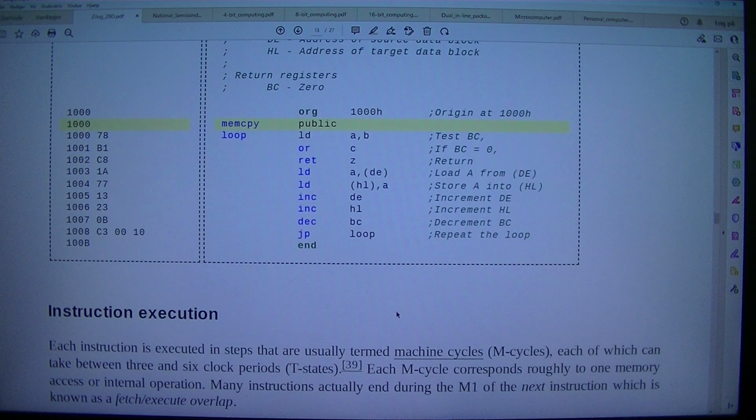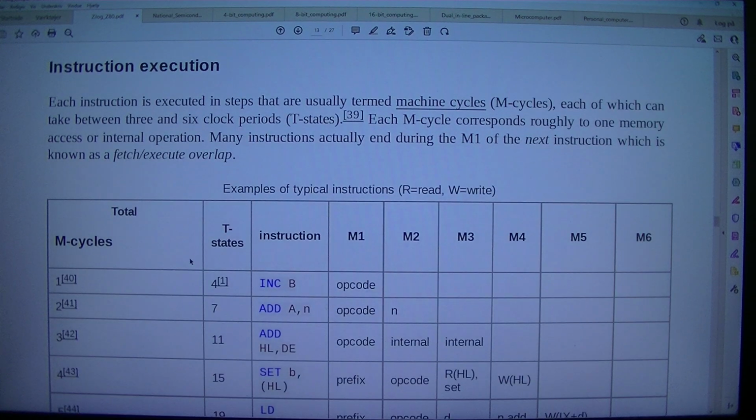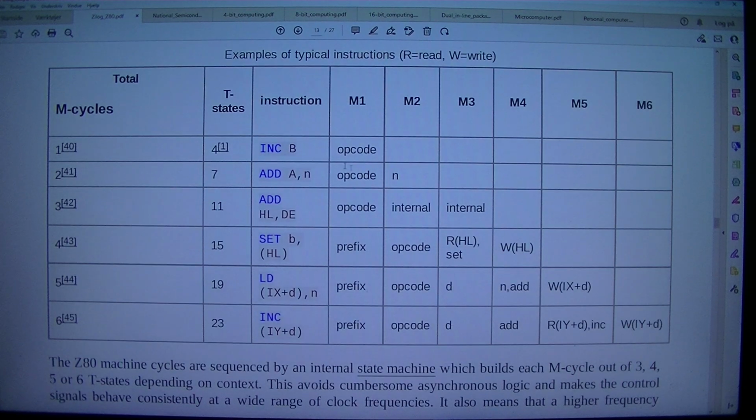End. Instruction execution. Each instruction is executed in steps that are usually termed machine cycles, M cycles, each of which can take between 3 and 6 clock periods, T states. Each M cycle corresponds roughly to one memory access or internal operation. Many instructions actually end during the M1 of the next instruction, which is known as a fetch/execute overlap. Examples of typical instructions: R equals read, W equals write.